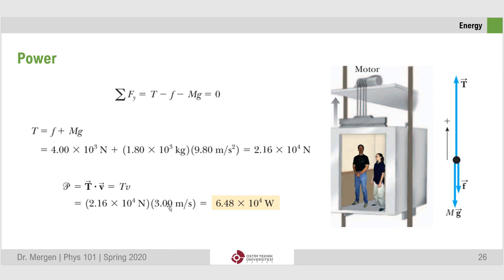Also, if you change the velocity required, for example, if you want to raise the elevator with a speed lower than 3 meters per second, you will require a lesser amount of power, of course. So do not forget, power always depends on the time rate of change of things.